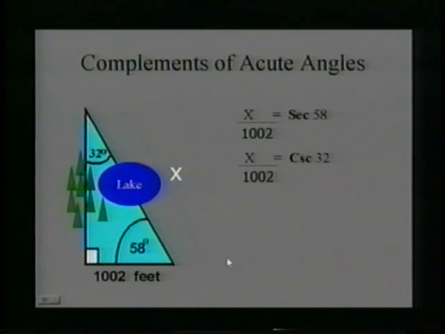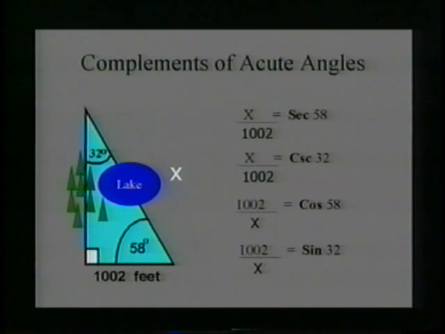Let's do another kind of deal where you could switch them around. What if we put 1,002 on top? Well, as far as 32 degrees is concerned, he's the opposite. And the opposite over the hypotenuse is the sine. Well, what if we talked about 58 degrees? He's no longer the opposite, he's the adjacent. So he would be the cosine, the adjacent over the hypotenuse of 58 degrees.